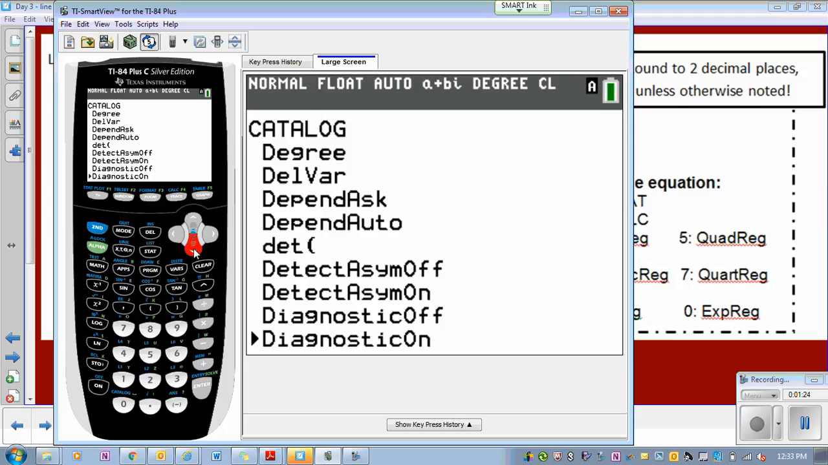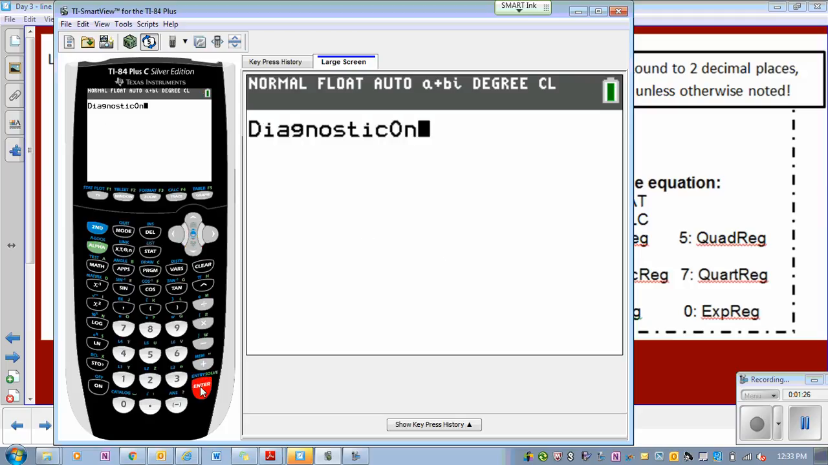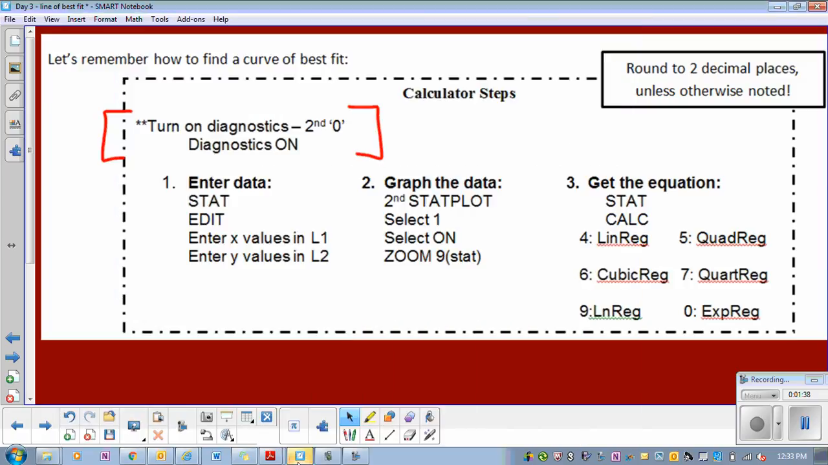All right, so hit enter. And you need to make sure you hit enter again until you see the word done. Until you see done, well, it's not done, okay? All right, so make sure you have that.